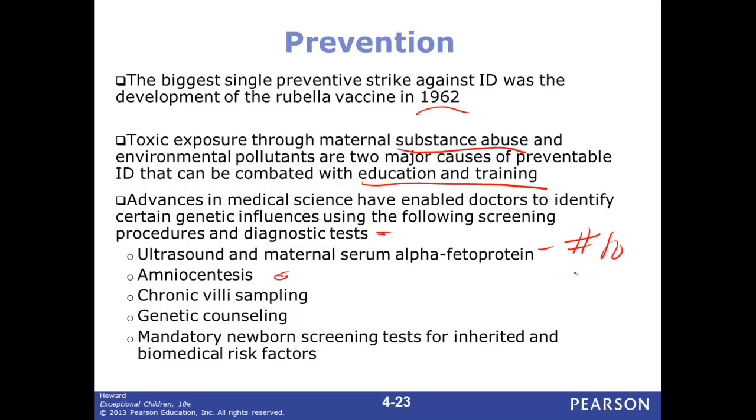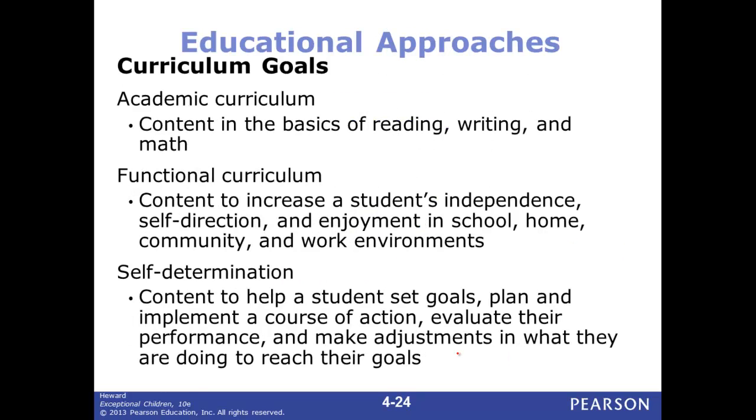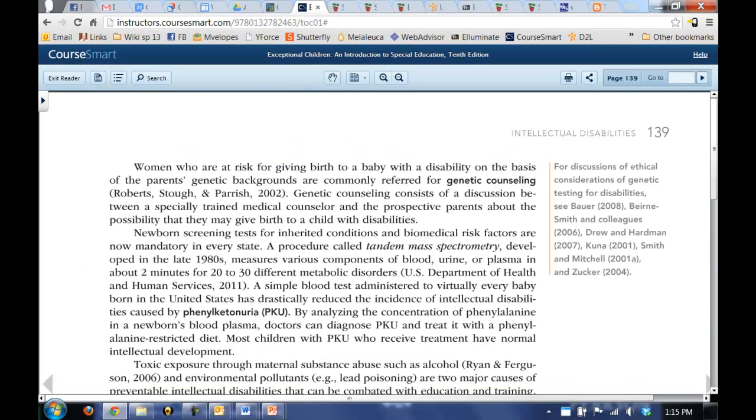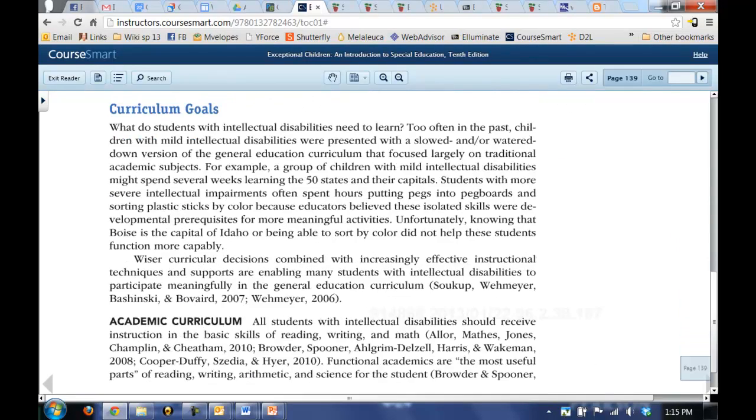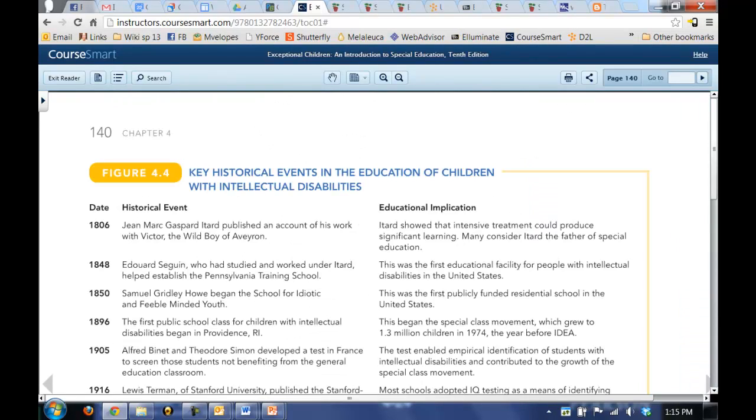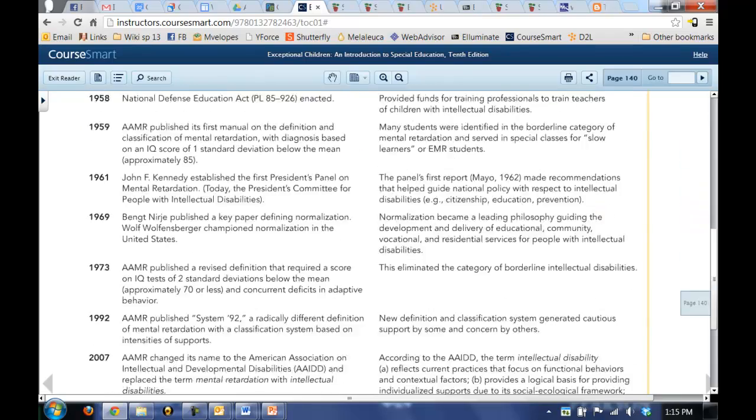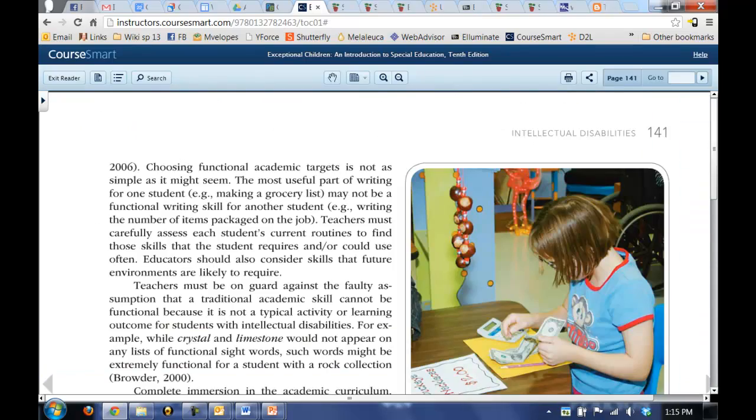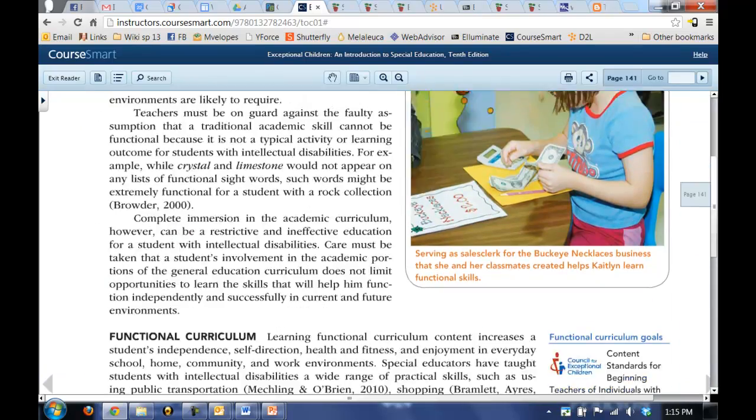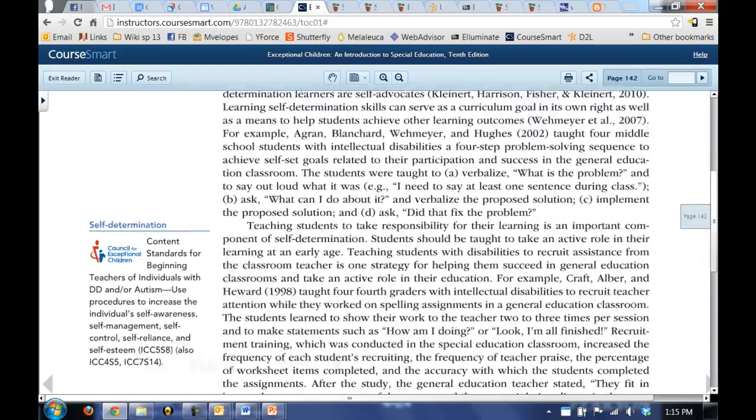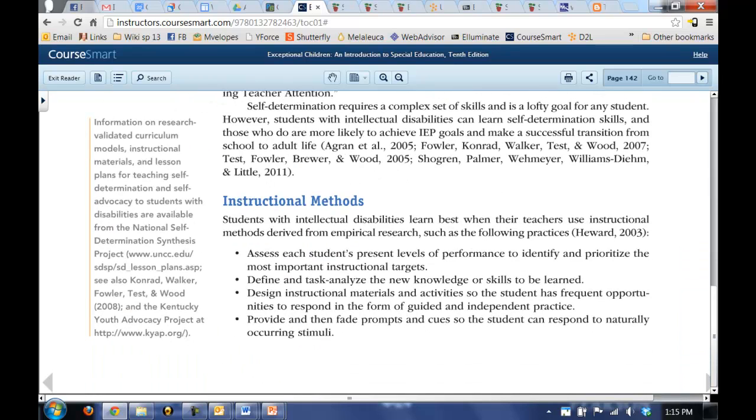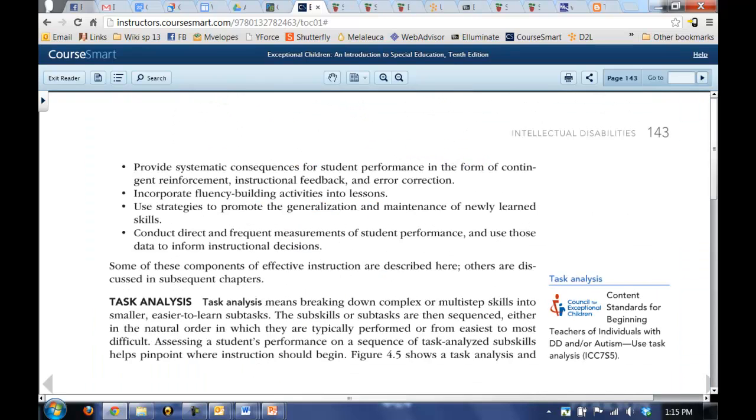Give me one about each of these things here also. That'd be your 10th input here. Then these educational approaches, like curriculum goals and academic curriculum. This is historical, but I'm just going to flip by this also. Functional curriculum, self-determination, instructional methods, like a task analysis.